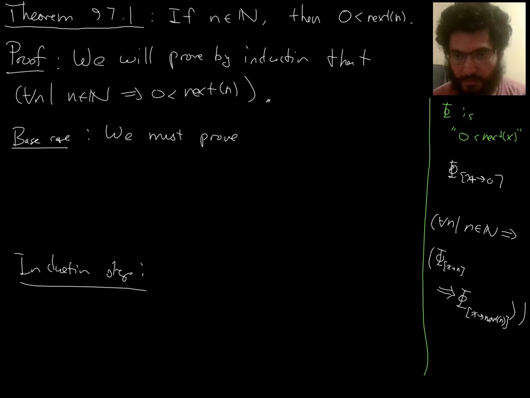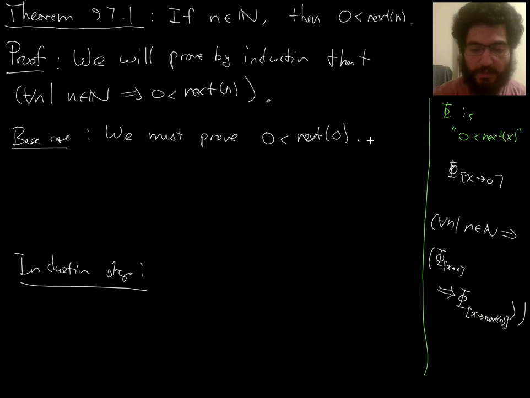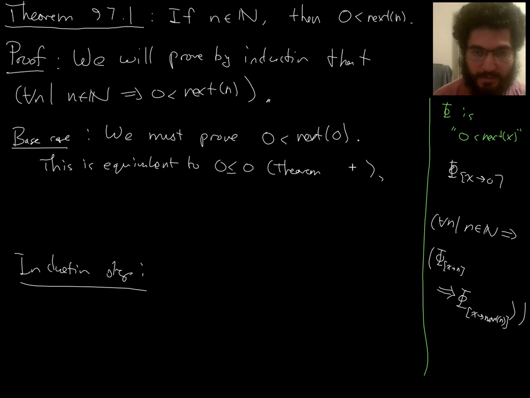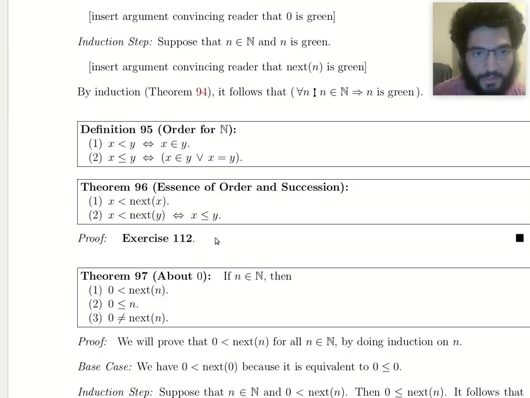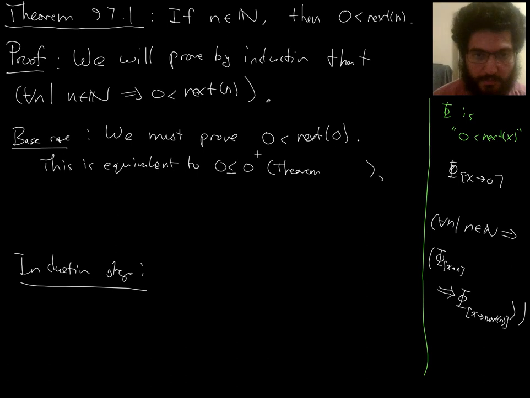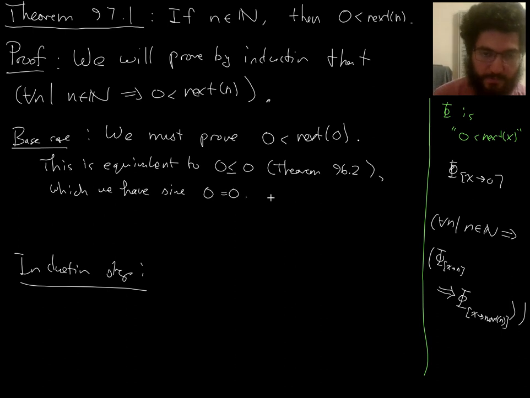Okay, so phi with x replaced by 0, that's 0 less than next 0. So we must prove 0 less than next 0, and we already had an argument. I'm just going to copy it over. So the argument was this is equivalent to 0 less than or equal to 0 by theorem, something I need to look up. Right, 96.2. Which we have since 0 equals 0. So that's it for the base case.